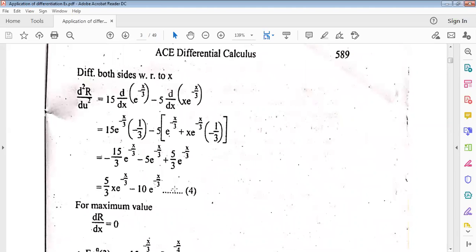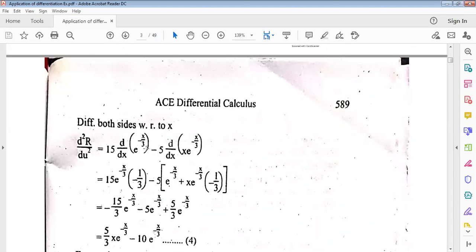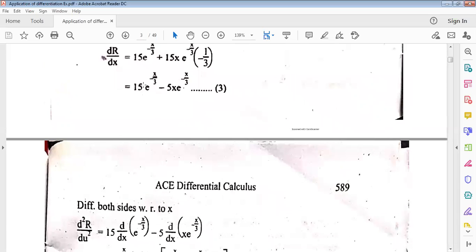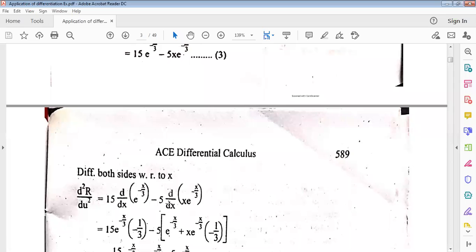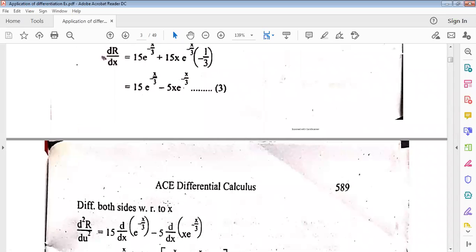Now for maximum profit, we know the first differentiation will be 0. Again differentiating equation 3, we get the double differentiation, d square R by dx square. This we have to differentiate again, taking d/dx on both sides. We have already solved it in the first lecture. This may be easier than that.